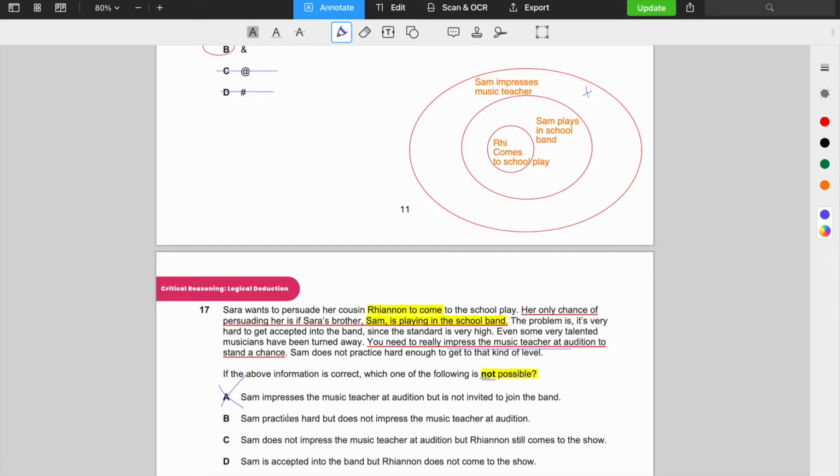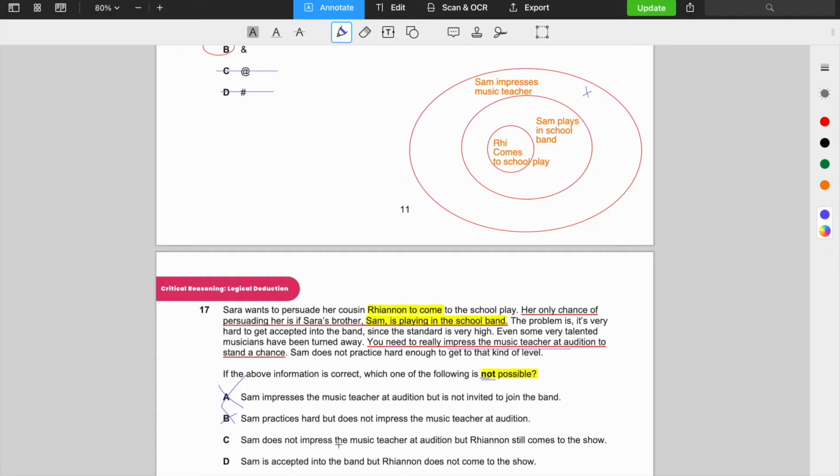B, Sam practices hard but does not impress the music teacher at audition. Very, very likely, because what if he just practices hard in the last few days? What if he practices really hard but not sufficiently to impress the music teacher? What if he just doesn't have the talent to impress the music teacher, right? There's so many things that are stopping him from impressing the music teacher, right? Practicing hard is not enough to guarantee that he will impress the teacher.